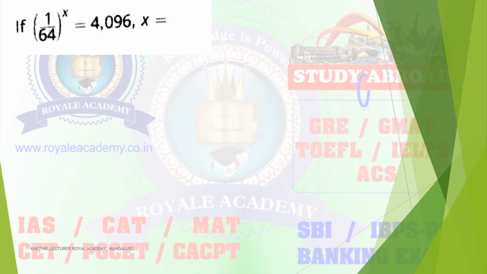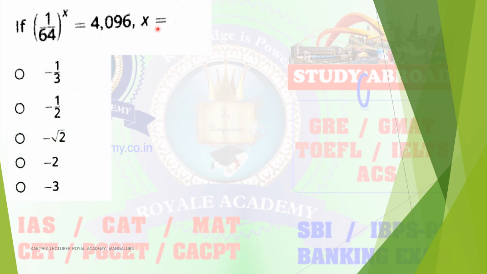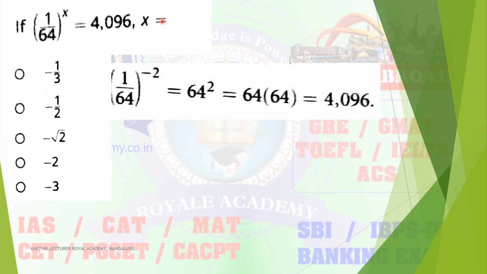So next one. If 1 by 64 to the power of x is equal to 4096, what is the value of x? These are the options, and you have to determine which option is correct. Based on the options, you can just choose any option. This type of problem you should solve using the trial and error method. The other method, taking log on both sides, is possible, but very difficult. The very simple method is taking the options. So I will choose minus 2 as x.